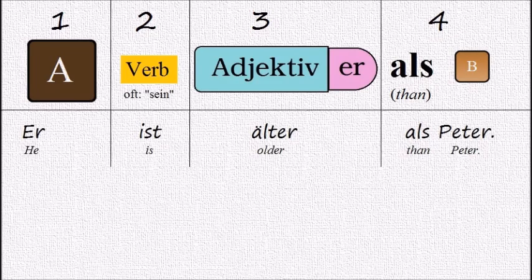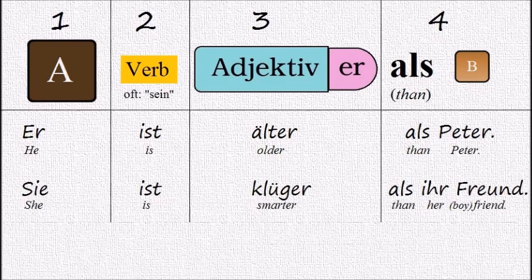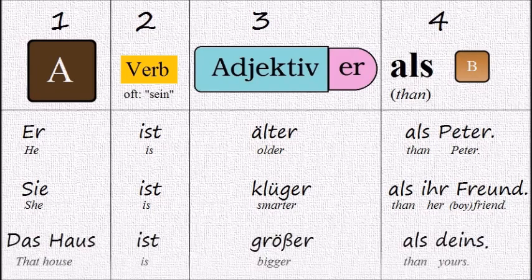Er ist älter als Peter. He's older than Peter. Sie ist klüger als ihr Freund. She is smarter than her boyfriend. Das Haus ist größer als deins. That house is bigger than yours.